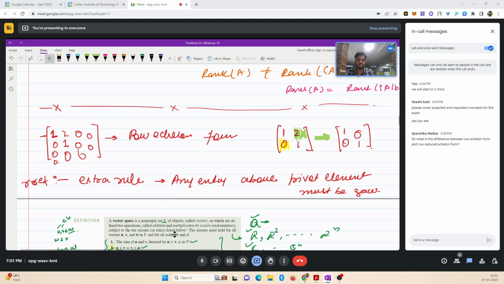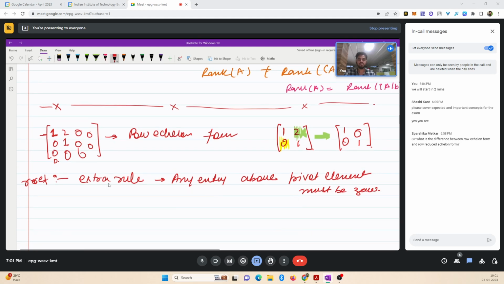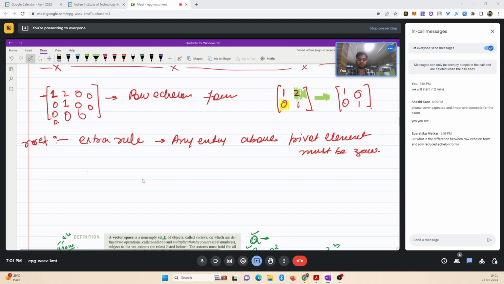So I'll give you a 3 cross 3 example also, just for you to understand. So this is 1 0 0, 2 1 0, 0 0 3. Okay. So this is your row echelon form.